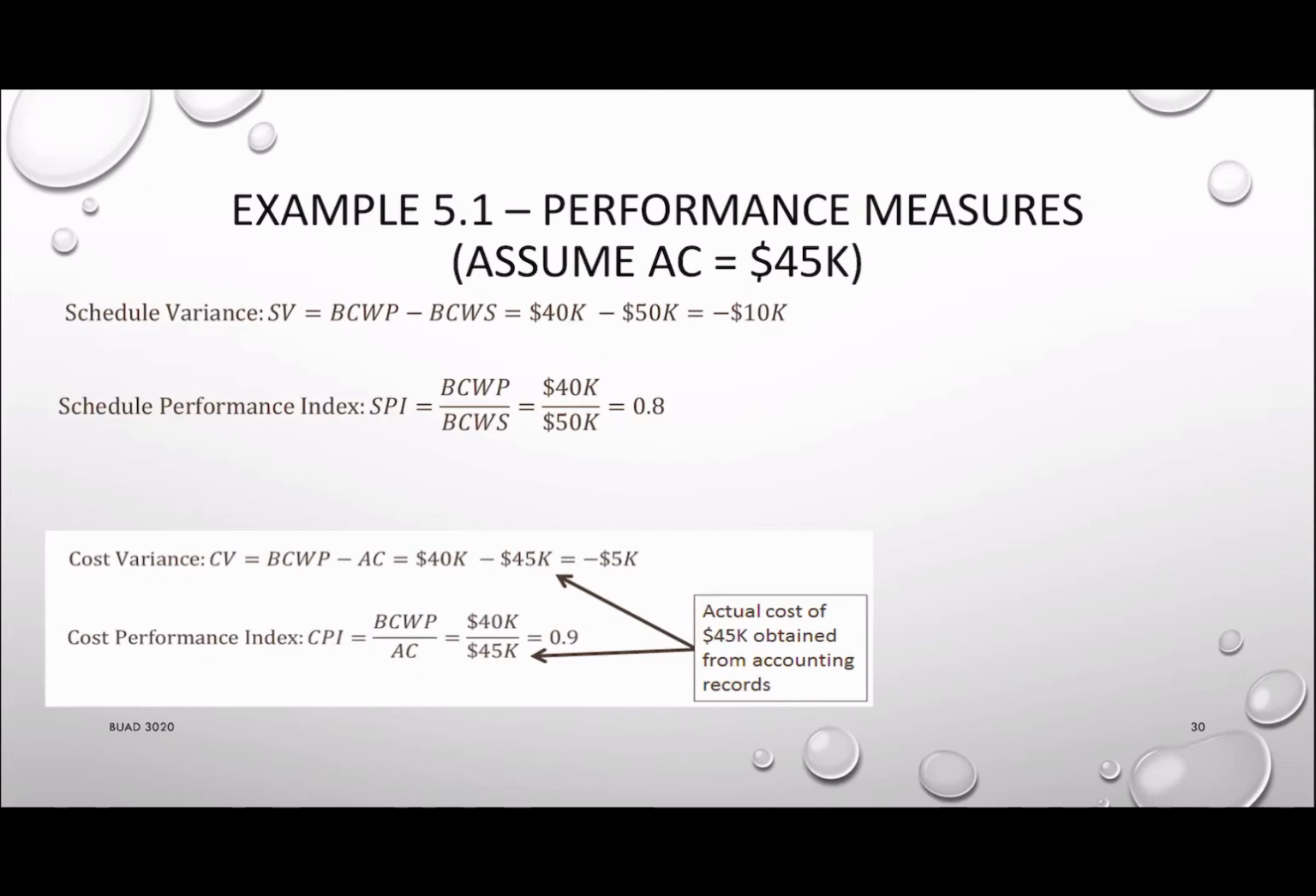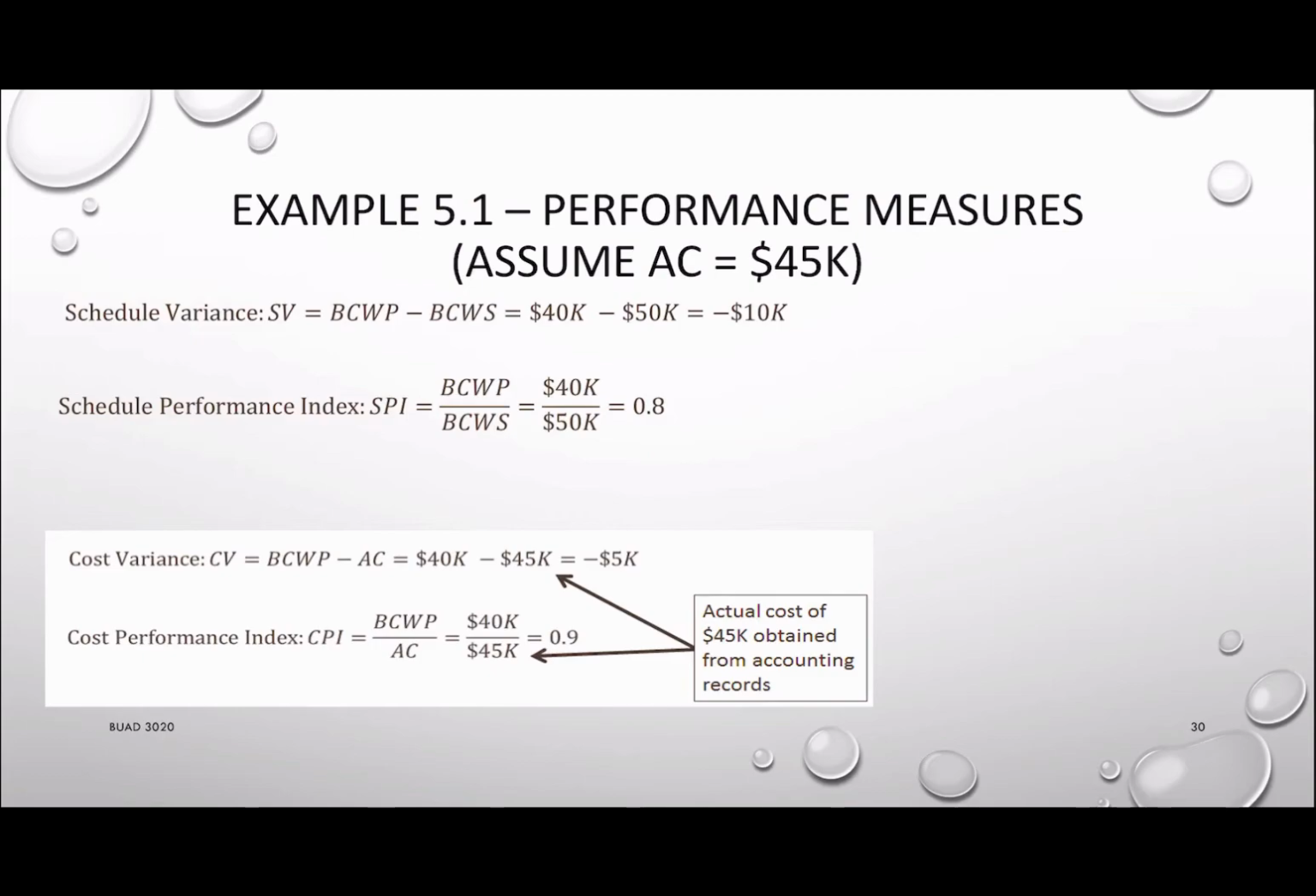Then we can calculate the Schedule Performance Index, SPI. And we know SPI will be BCWP divided by BCWS. So 40K divided by 50K, that will be 0.8. So remember, when this value is less than 1, we know we are behind the schedule.